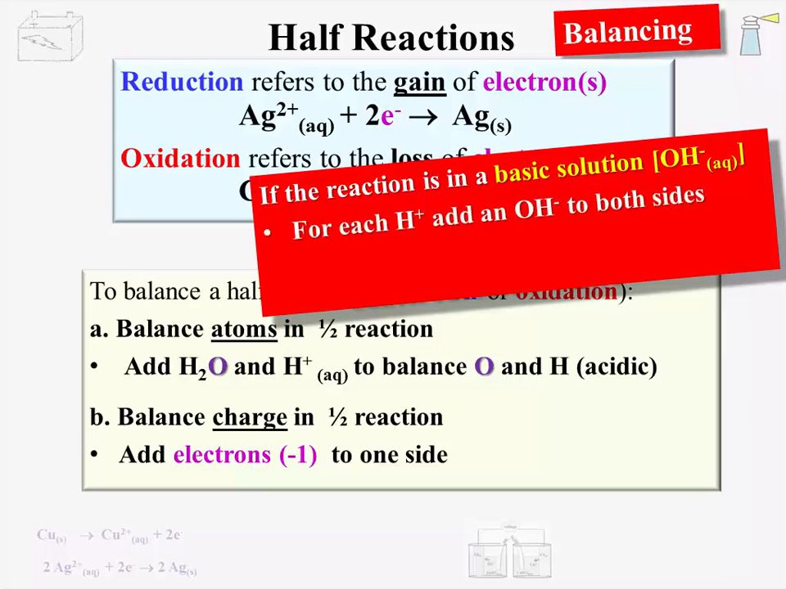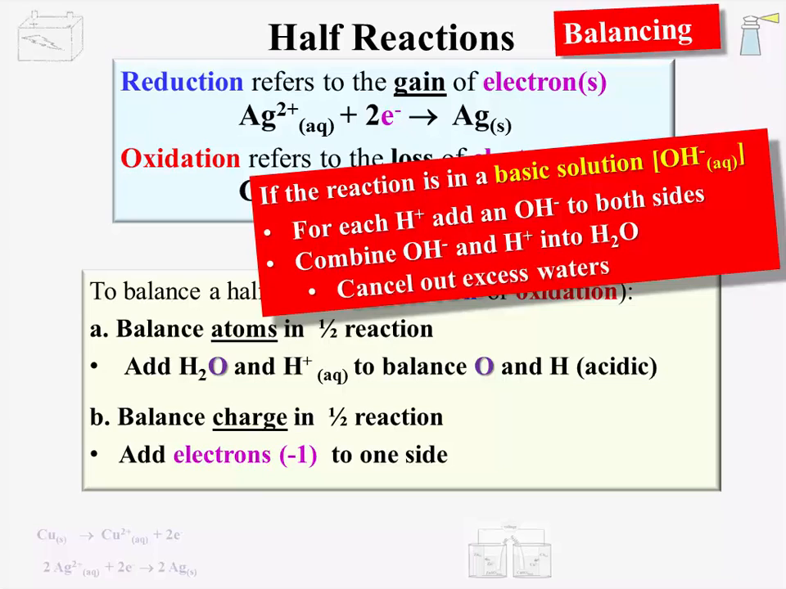For each hydrogen ion in the equation, add a hydroxyl ion to both sides. Essentially, this exchange is basic for acidic. Since after this addition, there will be both hydrogen ion and hydroxide ion on the same side of the equation, combine hydroxide and hydrogen ion into H2O. When this is done, there will no longer be hydrogen ion in the equation. If this combination causes water to be found on both sides of the equation, cancel out excess waters.